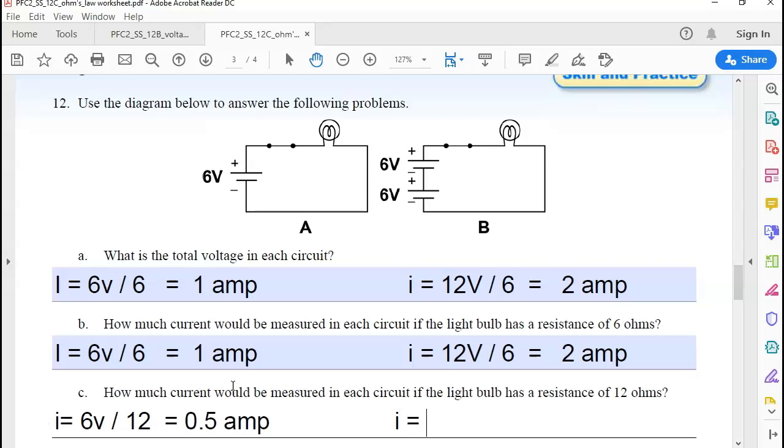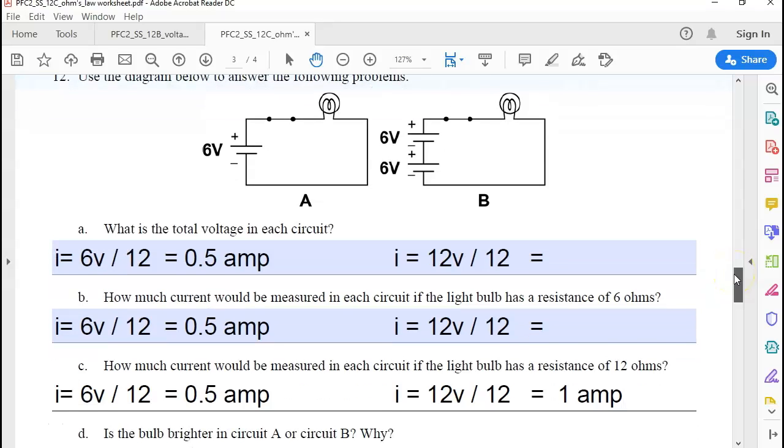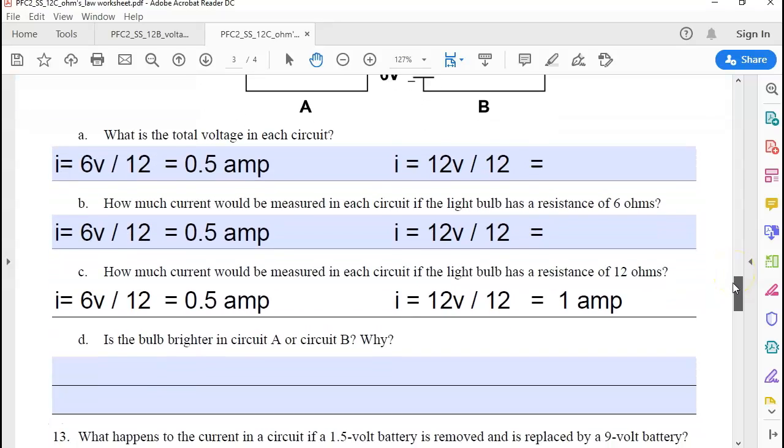For my second circuit, I've got 12 volts of power. Now the light bulb has a resistance of 12. That 12 divided by 12 is going to give me 1 amp. And guys, I apologize for why the numbers keep changing on the other problems. I have no idea why it's doing that.